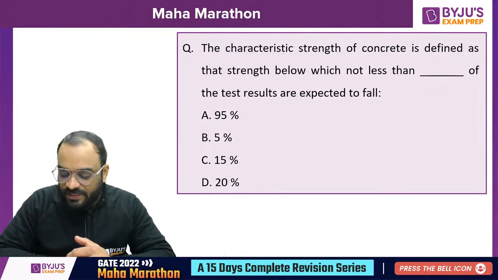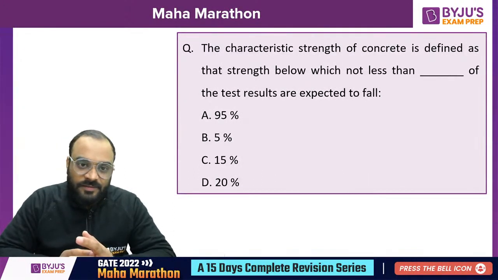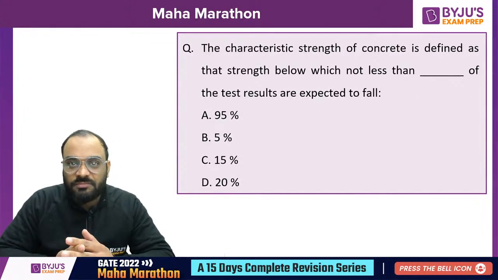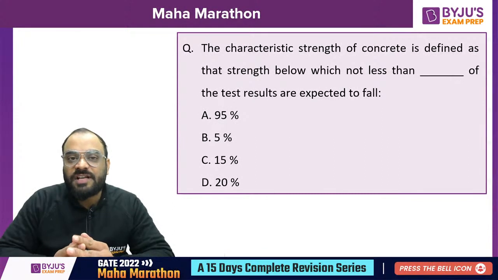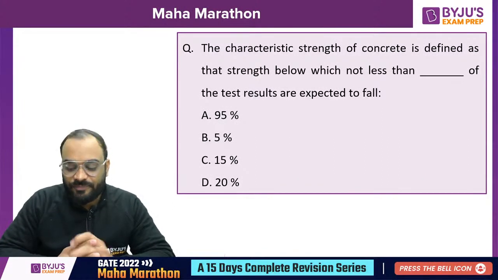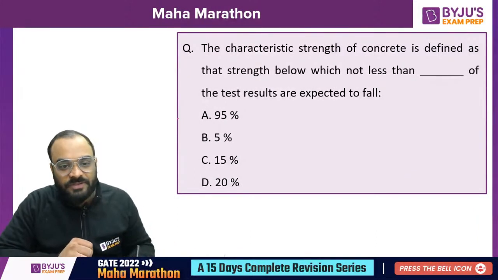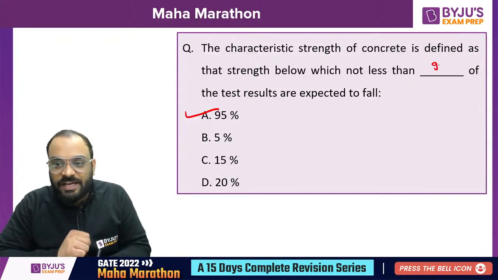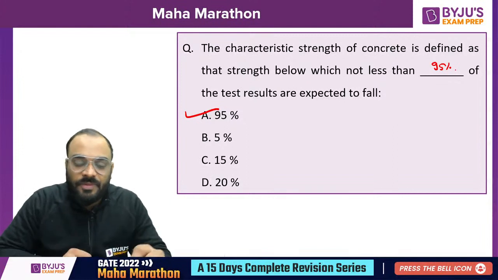Some are saying B, some are saying A. The characteristic strength of concrete is defined as the strength below which not more than 5% of test results are expected to fall. But in this case, they are using "not less than." So you need to write 95%, right? The answer is 95%, not 5%.